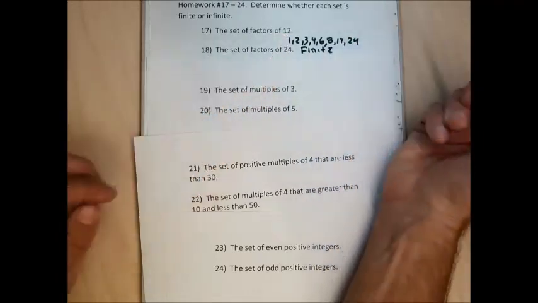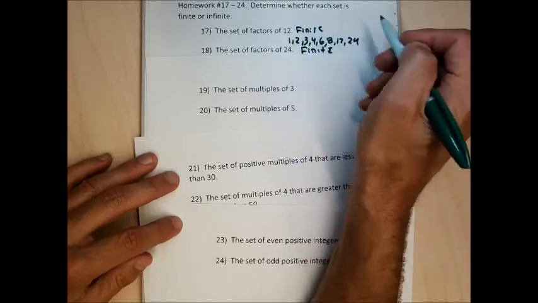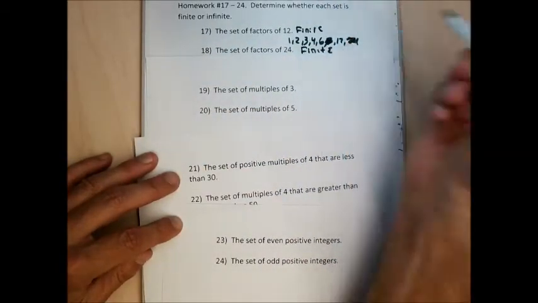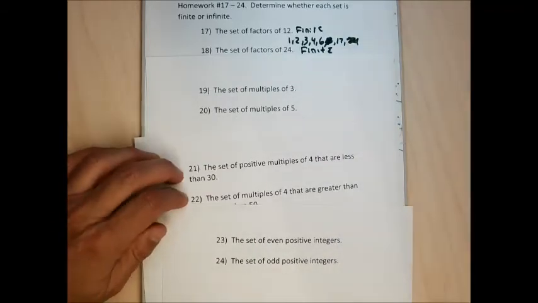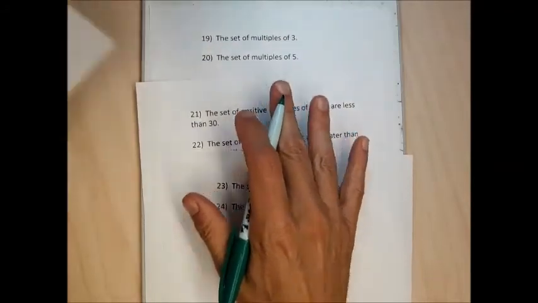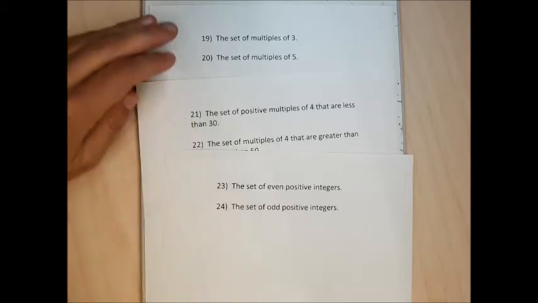Your problem 17 is also going to be a finite set because the only factors of 12 are 1, 2, 3, 4, 6, and 12, I think. But factors are generally finite sets. Multiples are usually infinite sets, but not always. Sometimes I sneak in some extra words to make that not the case.